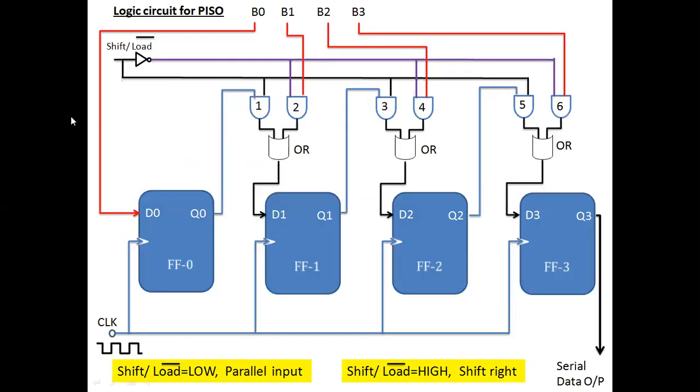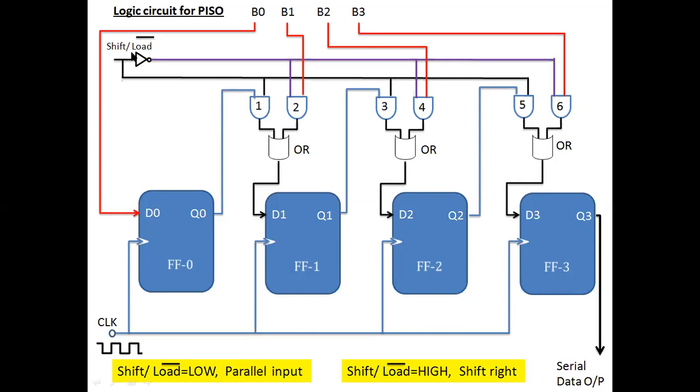This is the circuit diagram for parallel in, serial out. First we have to enter the data in parallel. The red lines B0, B1, B2, B3 are the parallel inputs. There are two operations we have to consider. On the control line we have shift or load, with a NOT gate. We have connected AND gates 1 to 6 like this, and another OR gate is applied, such that the data is entered in parallel, but after entering the data into the flip flops, the data will be shifted from left to right.